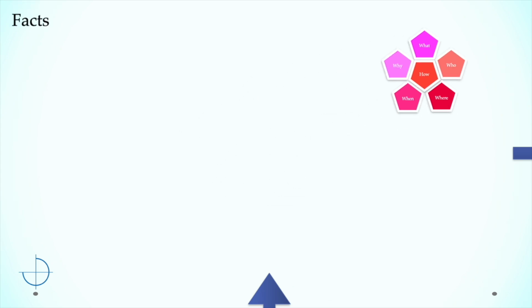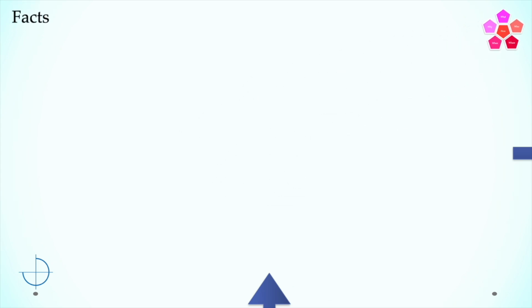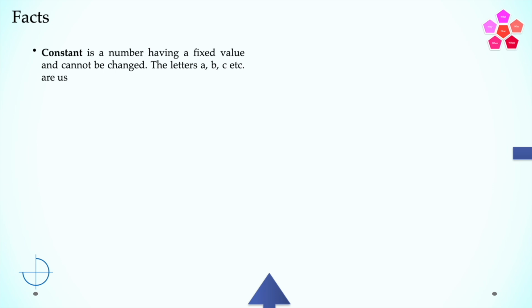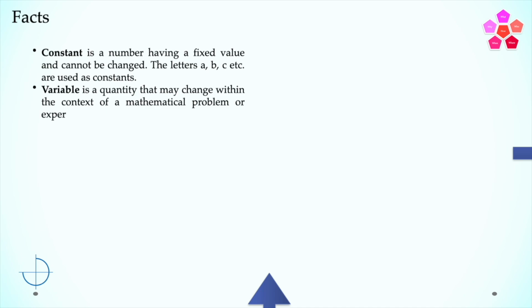Let's start with some facts. The assumption is that you have a good understanding about these facts at a fundamental level. Constant is a number having a fixed value and cannot be changed. The letters a, b, and c, etc. are used as constants. Variable is a quantity that may change within the context of a mathematical problem or experiment. The letters x, y, z, etc. are used as variables generally.